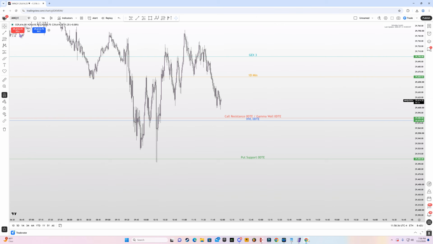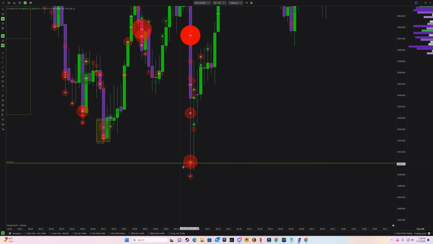And by the way, these are intraday levels. So you have intraday and end of day. I mainly use intraday levels because they have very high gamma, and also they're very reactive, especially if you're an intraday trader like me. So let's go here and let's see what happened at this key level.